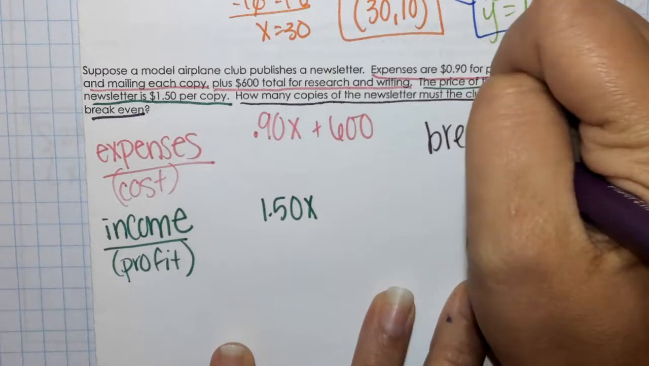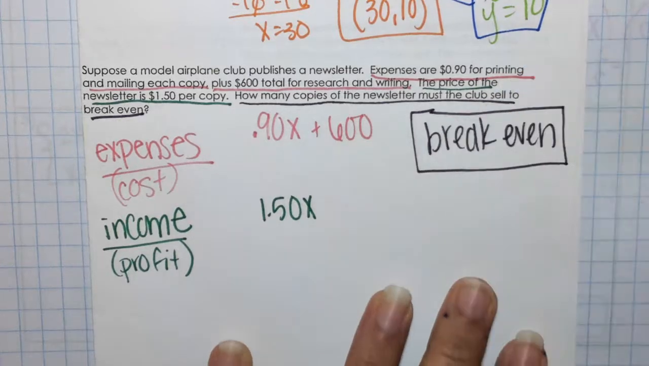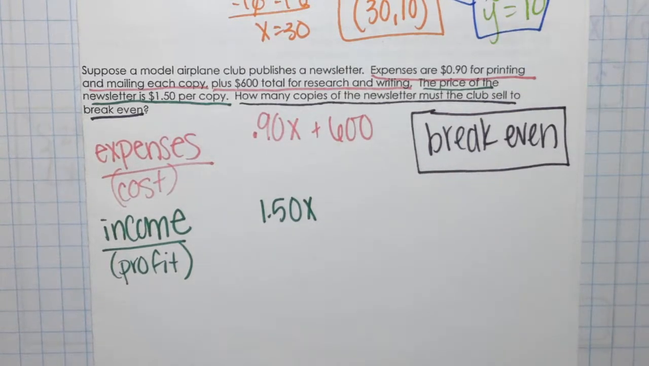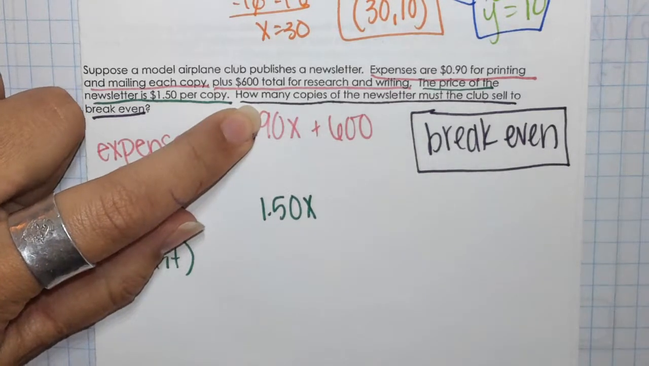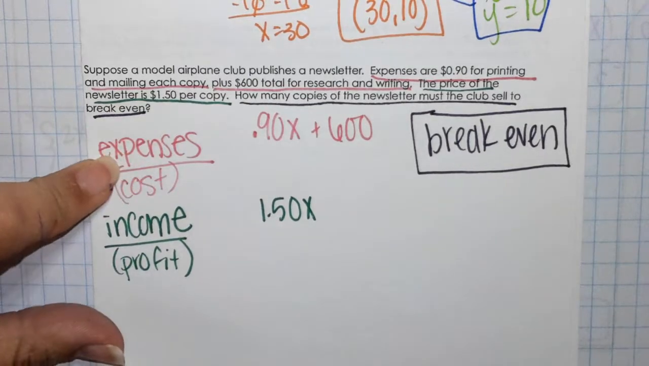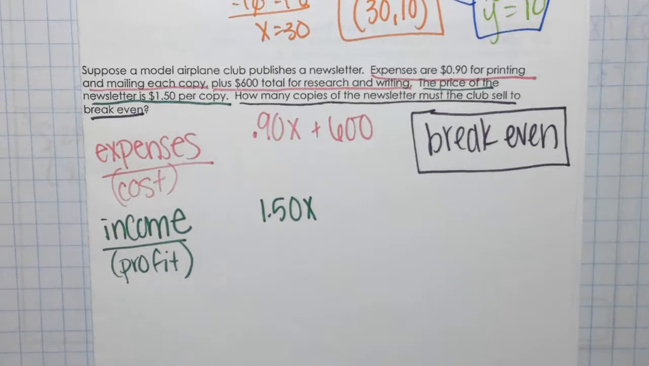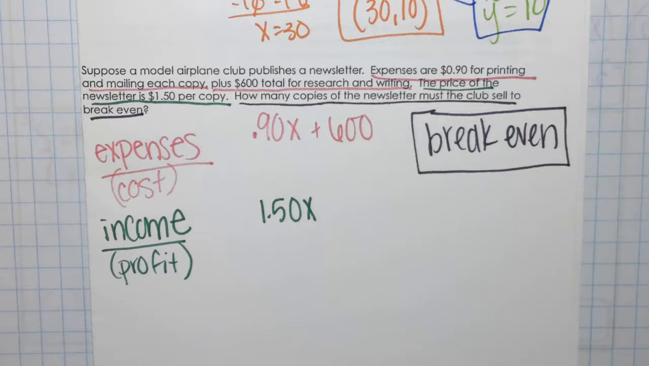What does the word break even mean? Y'all, we are a company, okay? And we have expenses. These are our expenses, right? So expenses are how much money I'm losing, how much money it costs me to make this. And income is my profit. So if I want them to break even, what does that mean I need to happen? Tell me.